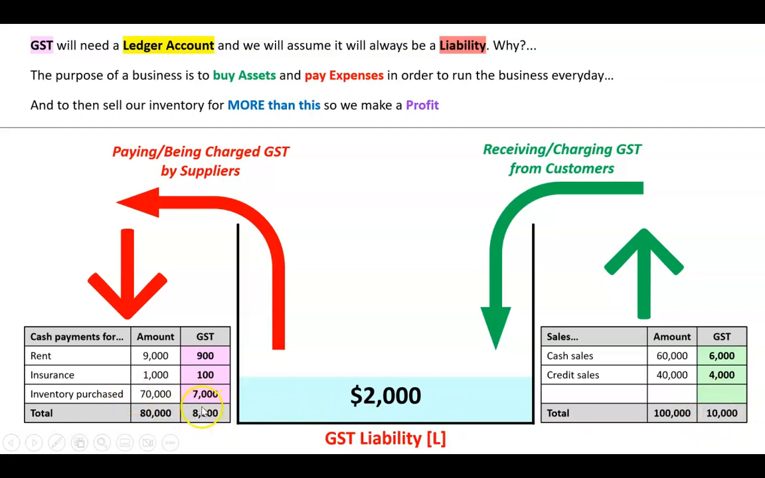And that is why, in theory at least, GST should be a liability, because we should be selling things for more than it costs to buy them and to run the business. And that's just the theory. That mightn't work out like that in reality, and we'll look at that in a second.